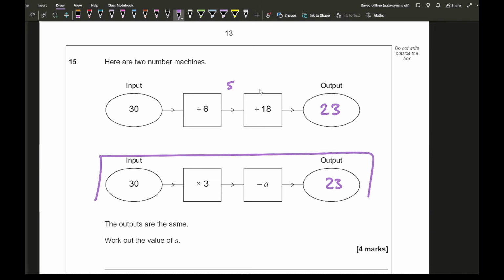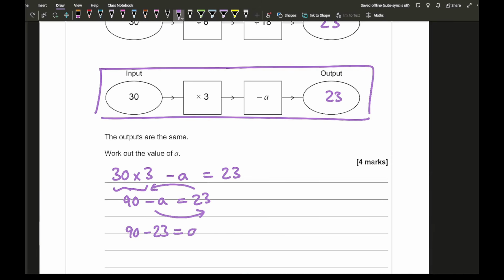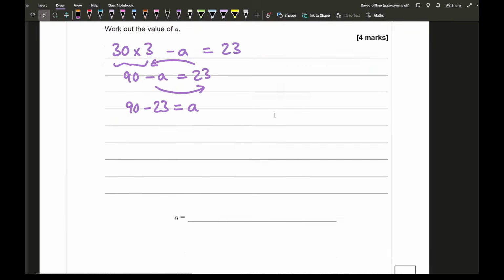So then if I substitute that in, we've got 30 times 3 minus A equals 23. Now this is going to give me an answer of 90. So I've got 90 minus A equals 23. So then if I take the A over to the other side, 23 over to the other side, I've got 90 minus 23 equals A. And if I type that into my calculator, I get an answer of 67.